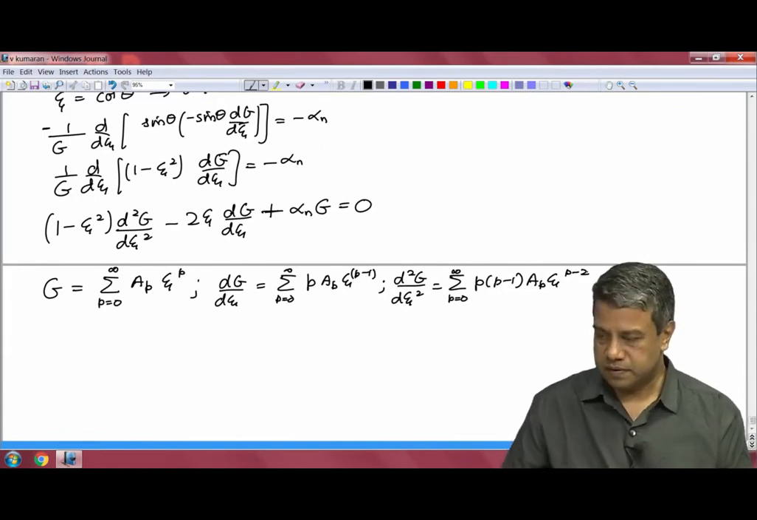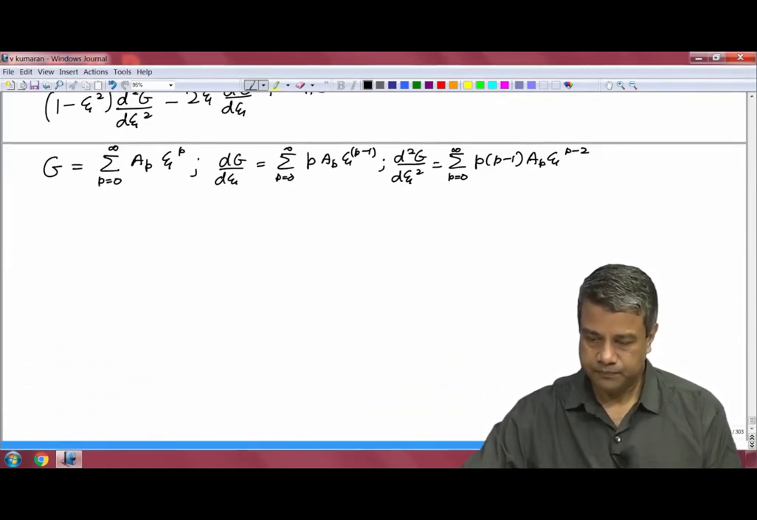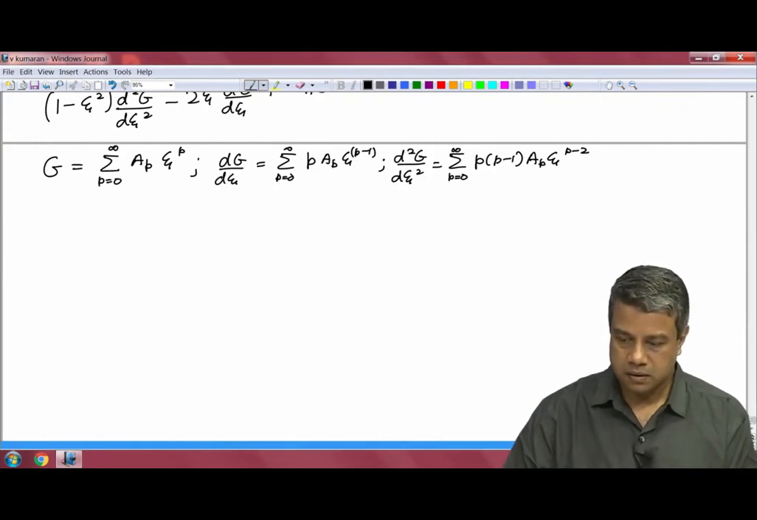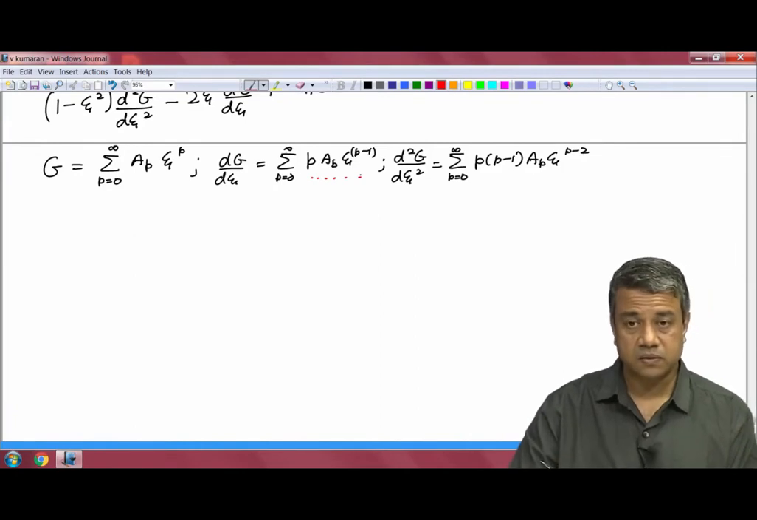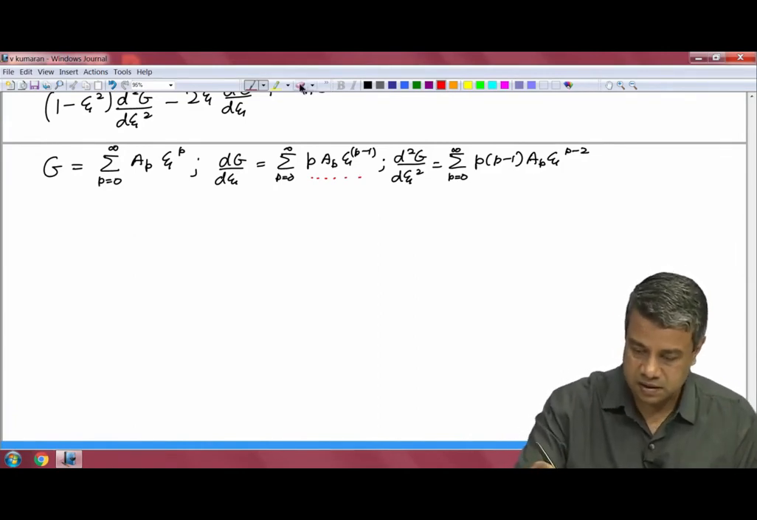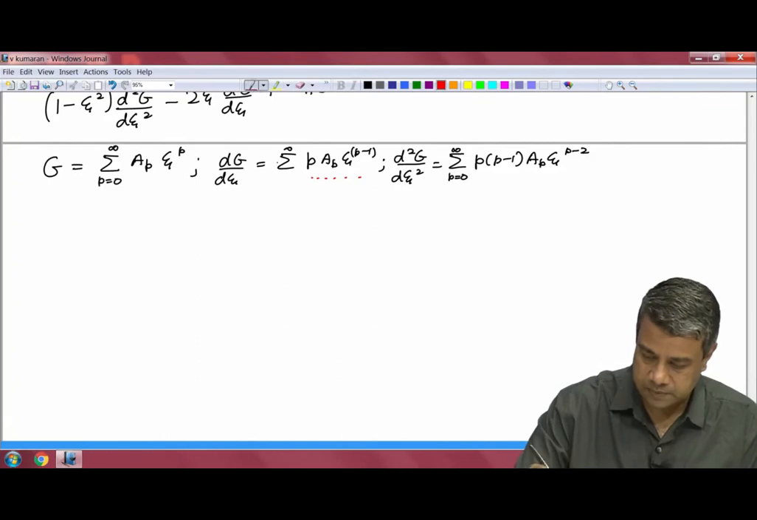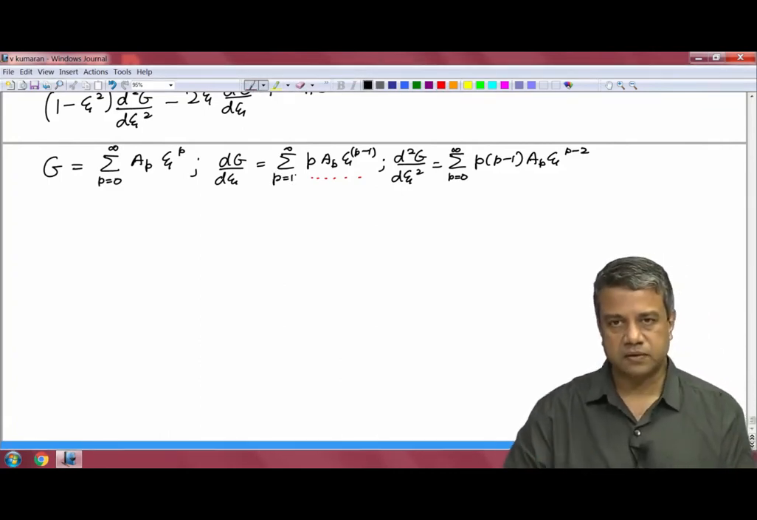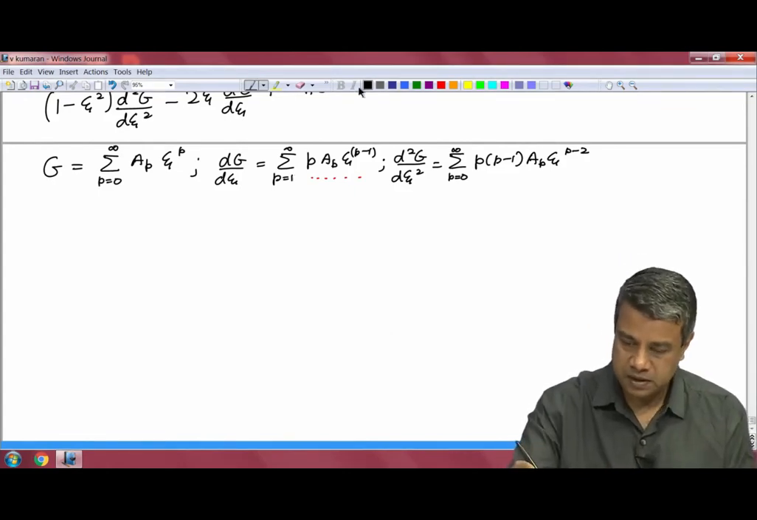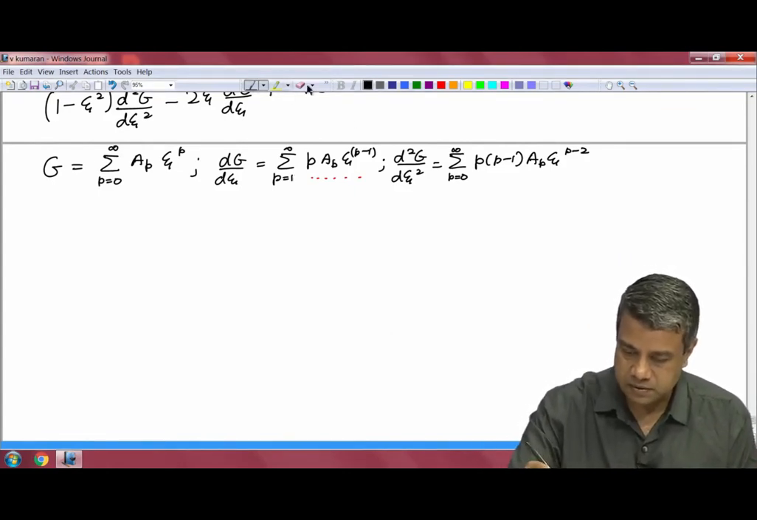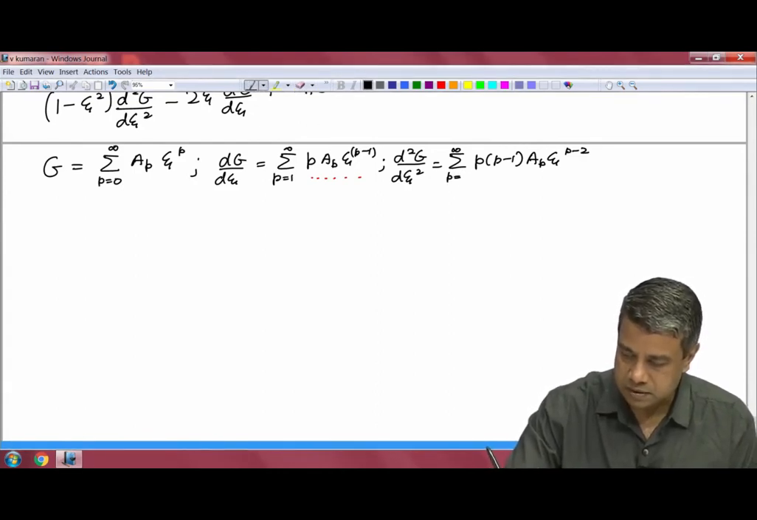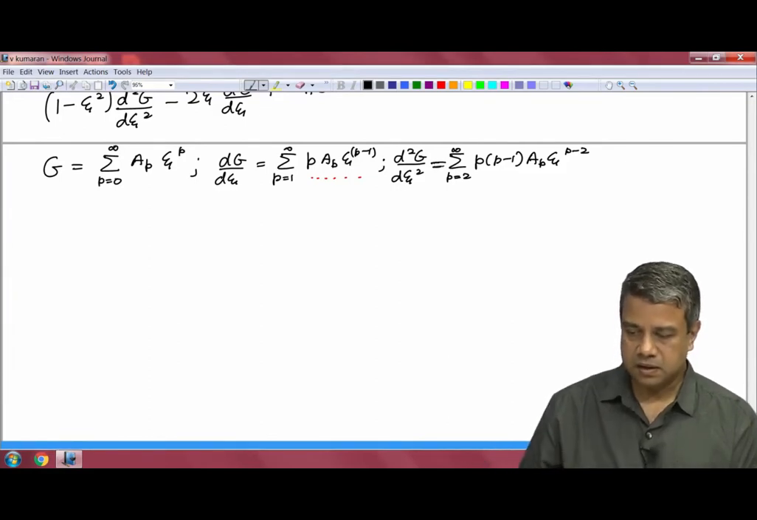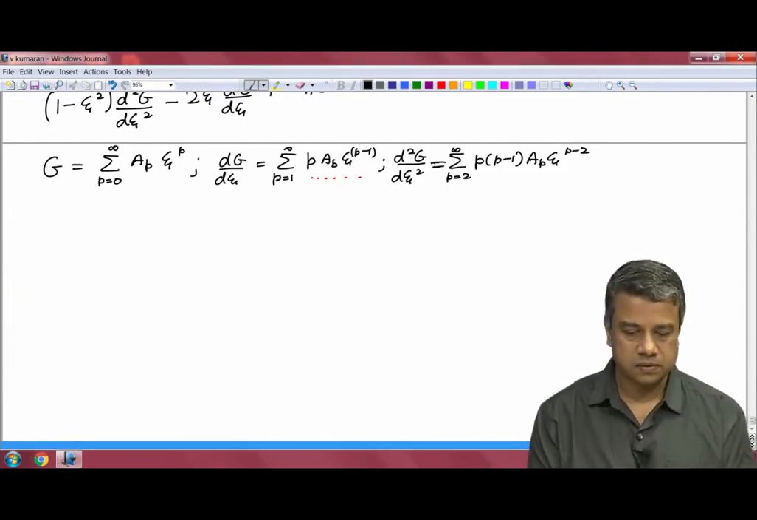Just taking derivatives. Note that in this first term here, this is 0 for p equal to 0. So, I can take the summation just from p is equal to 1, because for p equal to 0, it is equal to 0. Similarly, the second term is 0 for p equal to 0 and p equal to 1. So, this summation can be taken from p equals 2, because for 0 and 1 the coefficient is 0.